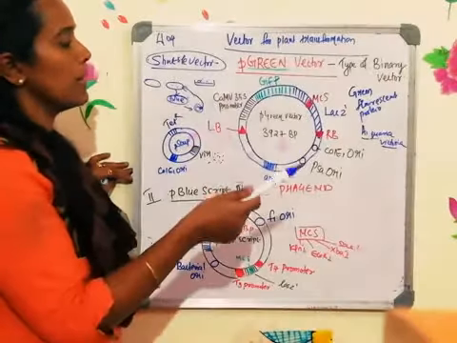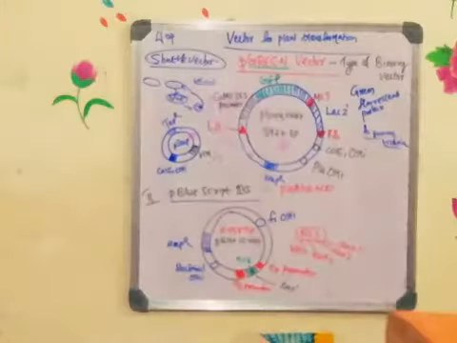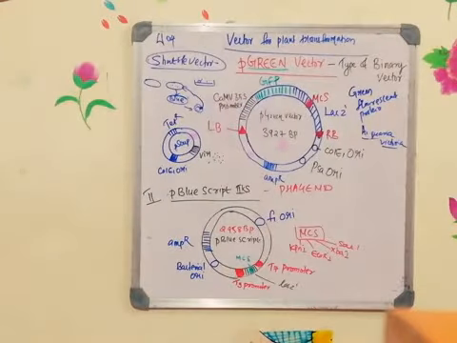Once it enters into the plant cell, you can select the plant cells by checking the fluorescence. Why? How can you select it by checking the fluorescence?